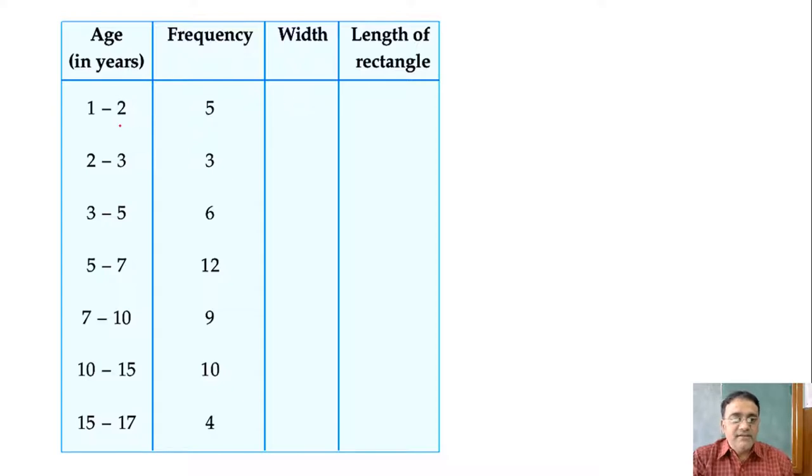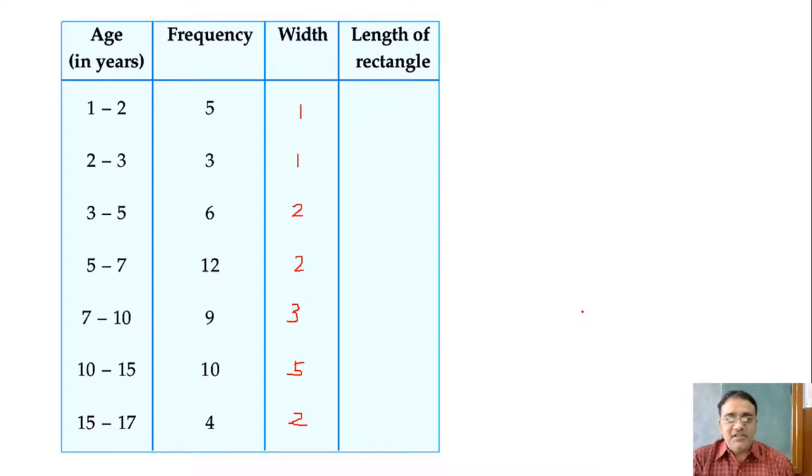What is the width of the first class size? 1. Second, 1. Third, 2. Next, 2. Next, 3. Next, 5. Last, 2. Now, are the class sizes the same? No, sir. So if the class sizes are not the same, we have to adjust the frequency.